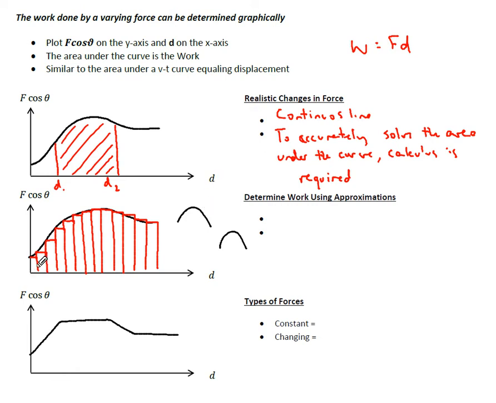Notice in this one I lined up the left point of the rectangle. I could line up the right point of the rectangle like that, so you can line up the right side of the rectangle. Or even better, we can do the midpoints. You find a midpoint and draw a rectangle, find a midpoint and draw a rectangle. So there are different strategies. When you use discrete data, this is called a Riemann sum.